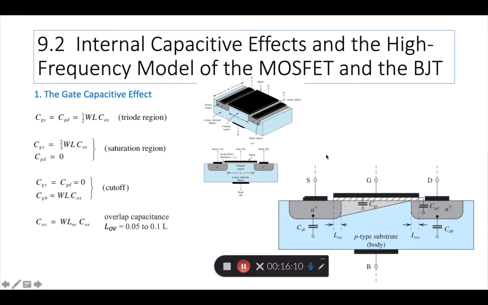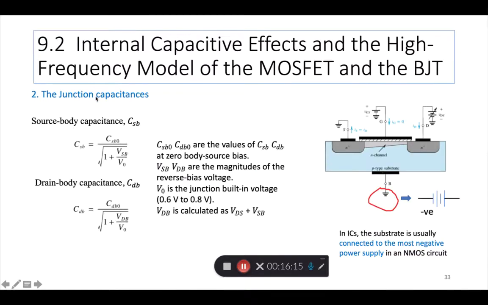Okay, so those are the formulas for the gate capacitances. Then we have the junction capacitances. These are also two types, the source to body and the drain to body. The source to body has this formula. It depends on something called CSB0, which are some constants. CSB0 and CDB0 are the values of CSB, CDB at zero body source bias.